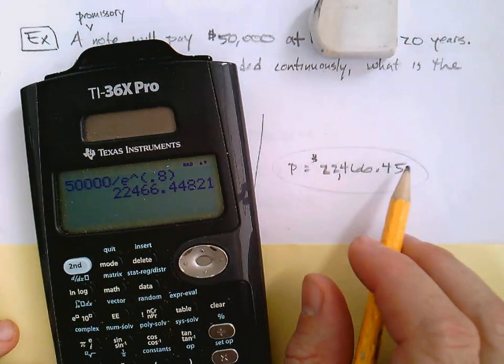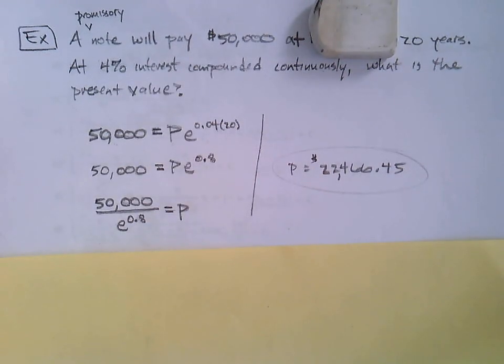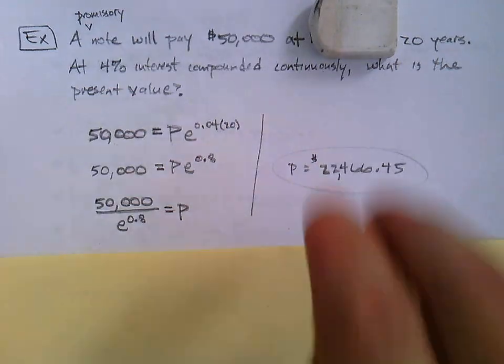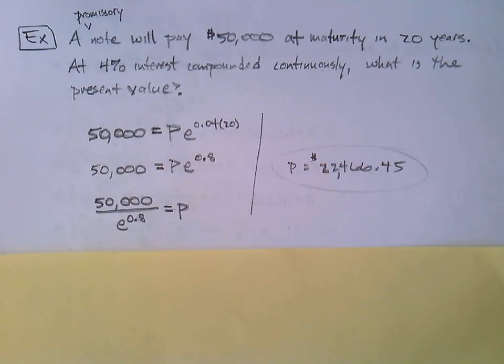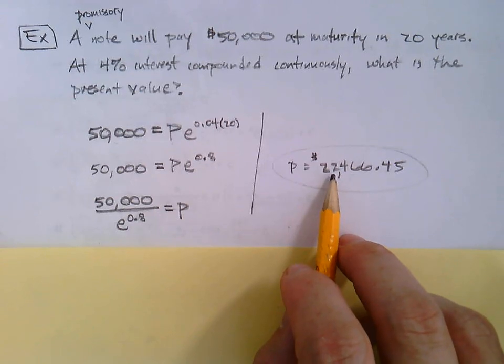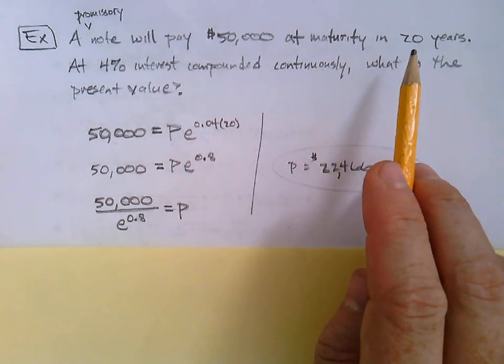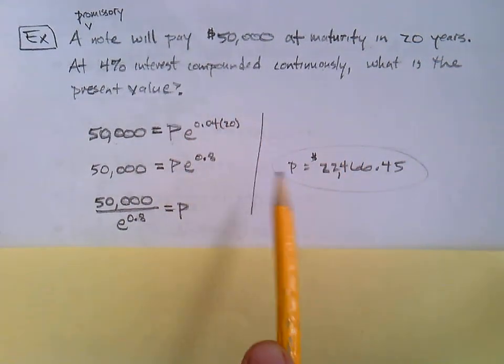22,466.45 when you round to the nearest penny. There's your present value. Now this one is kind of surprising, right? When you look at these numbers, wait a second. I'm going to pay you 22,466.45 today, and in 20 years you're going to give me 50,000. That's more than double.